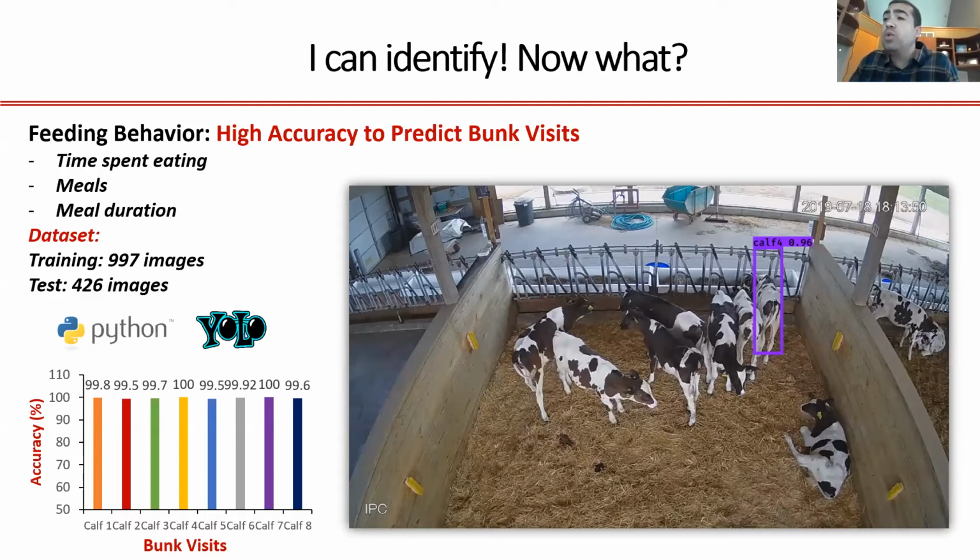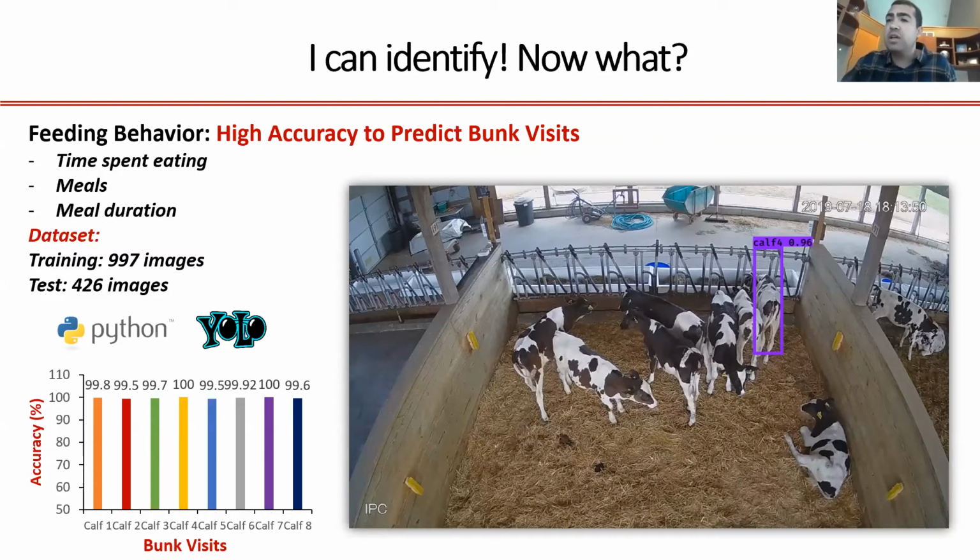And what I can do, having that identification of animals that are housed in a group, such as these calves here. By having that identification, I can, for example, know if an animal is going to the bank and how long the animal is spending in the bank. So I can collect information related to the feeding behavior, the time that the animal was spending eating, the duration of the meal, the size of the meal, and so on.